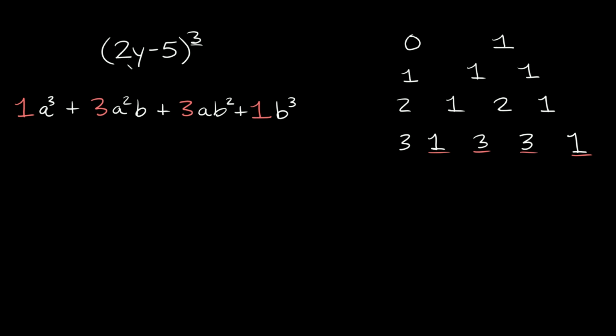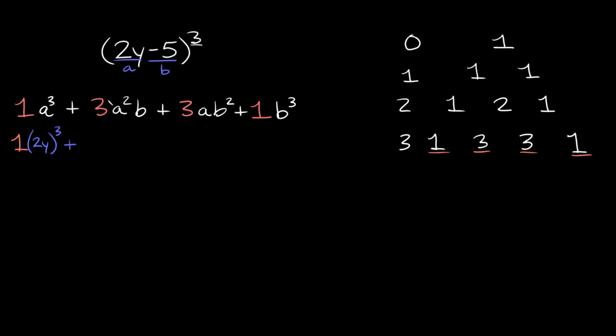Okay, so here 2y is our a term, and negative 5, make sure you include the sign, is our b term. So let's plug those in for a and b over here. First we're going to have 1 times a cubed. So a, again, is 2y. So here we're going to have (2y) cubed.